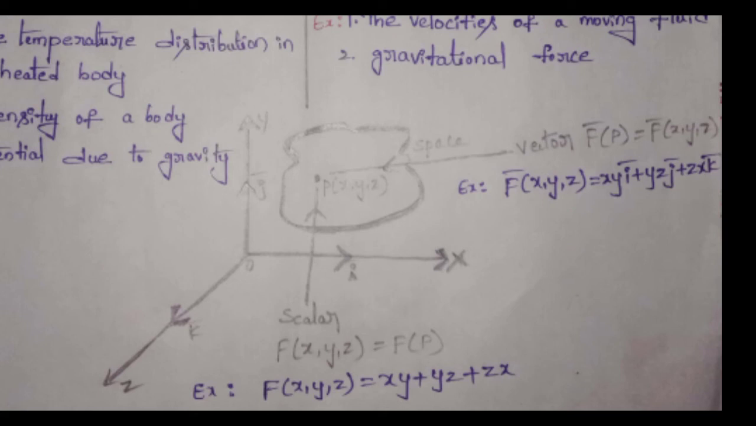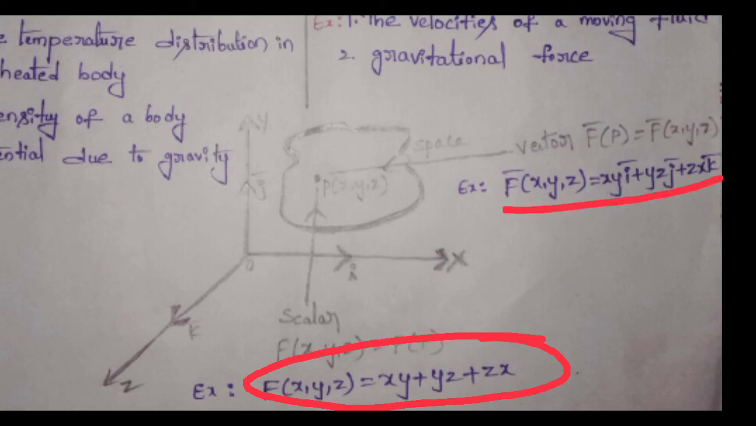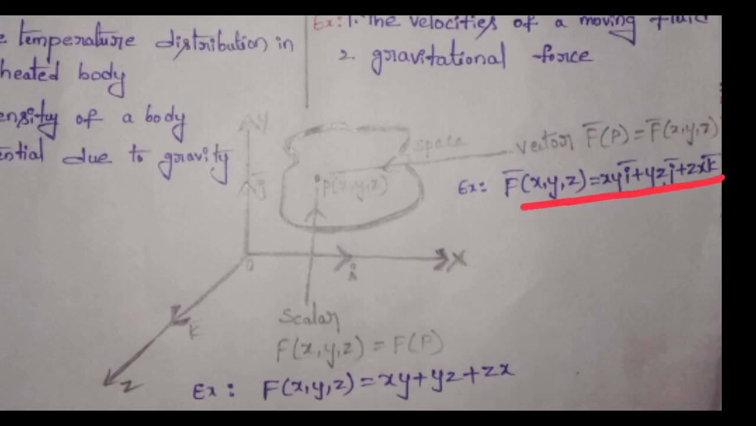Here we observe that the major difference between scalar point function and vector point function is that the scalar point function doesn't have any directions, but vector point function has directions. Directions means i, j, k. The vector function has the i, j, k terms. But scalar point function doesn't have any directions. This is the major difference between scalar point function and vector point function.